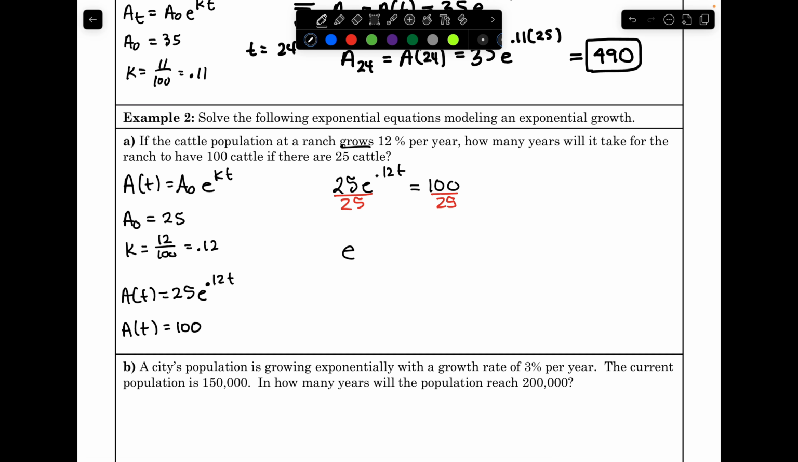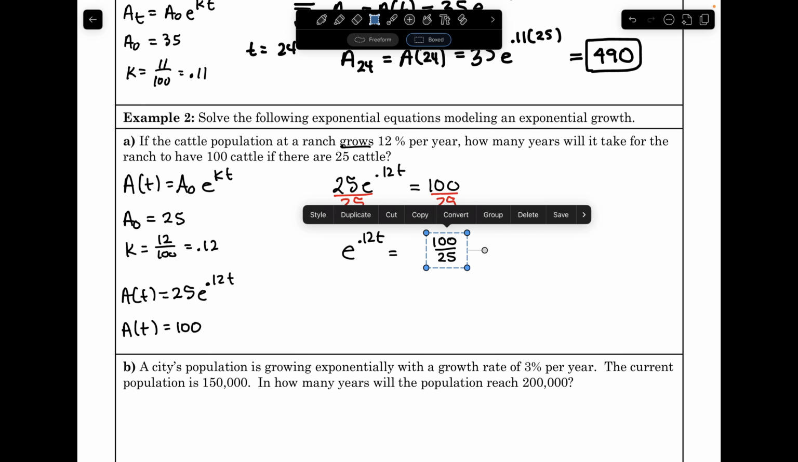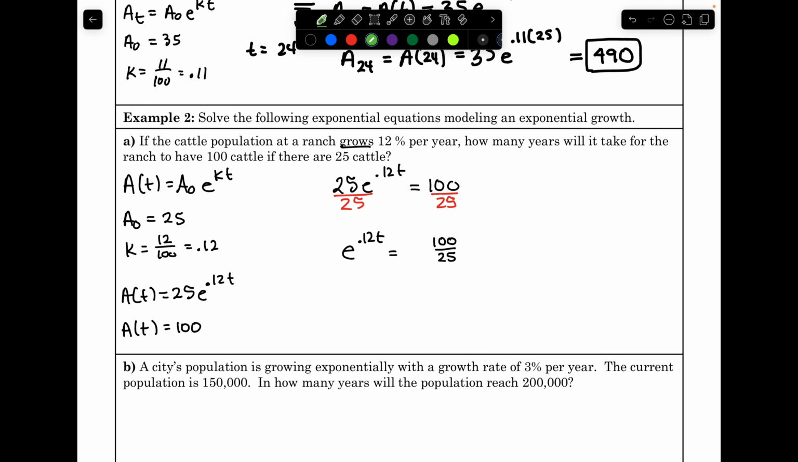So we have e to the 0.12t equals 100 divided by 25, which obviously equals 4. And now to solve the equation from this point, you're going to take the natural log to both sides. So I'm going to take the natural log to this side here, and the natural log to that side there, which is going to cancel out the e.